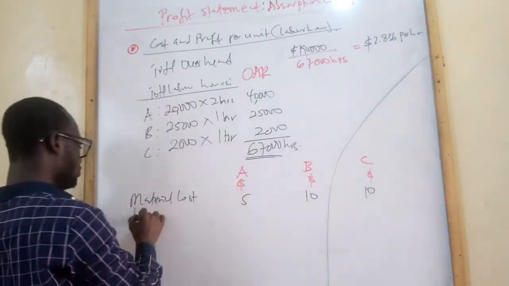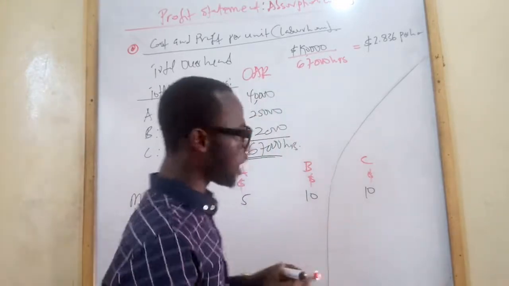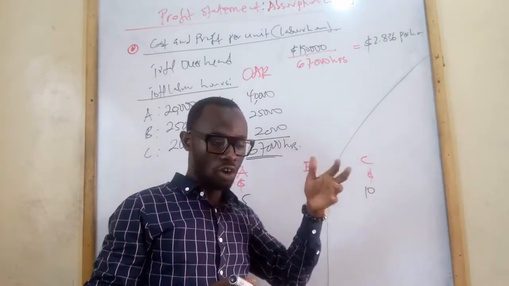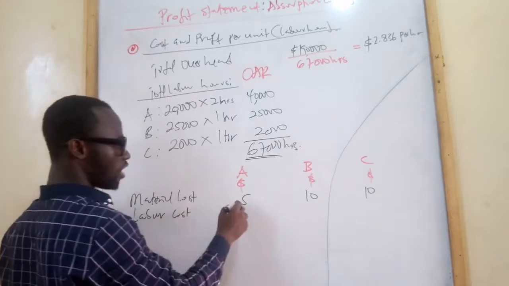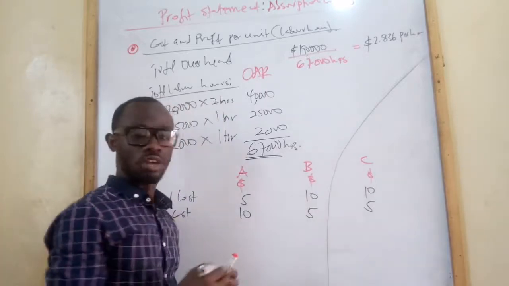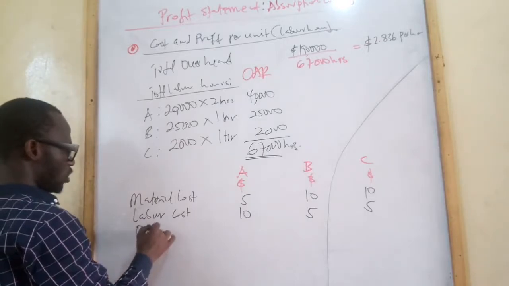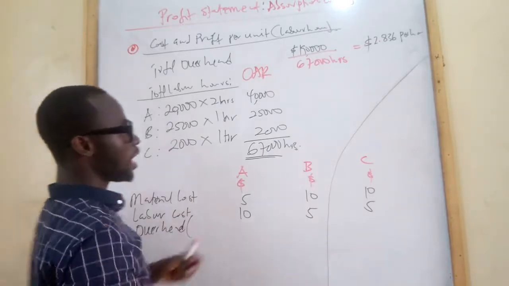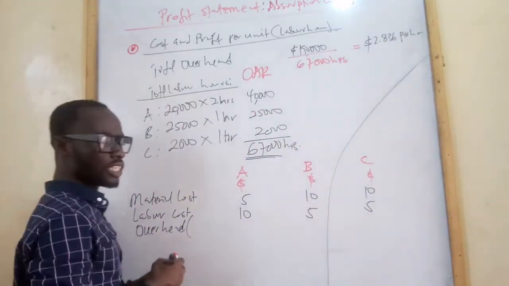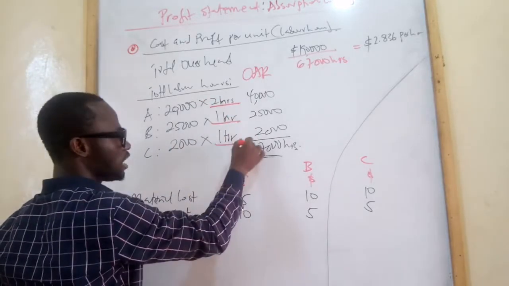Then we come to the labor. We were told that for labor, product A uses 2 hours and we pay labor $5 per hour, right? So 2 by 5 will be 10, and these guys use 1 hour, 1 hour, so it's going to be $5 respectively. Then we need to now bring the overhead. Remember, the overhead is 2.836 per hour. We're going to apportion that using the actual hours that has been used.